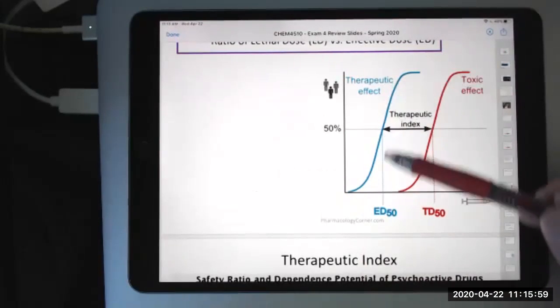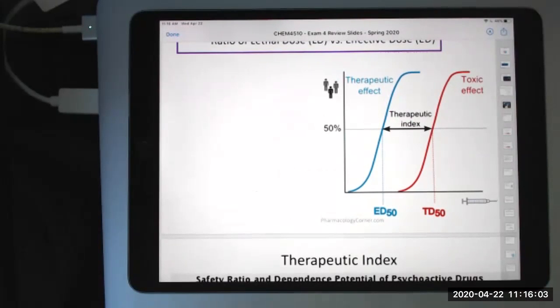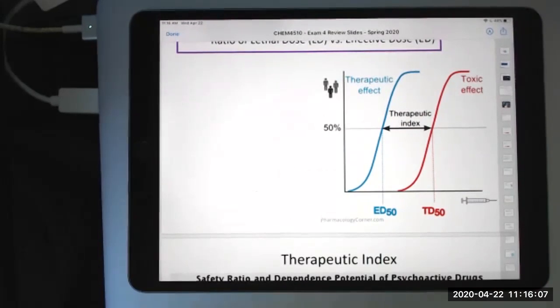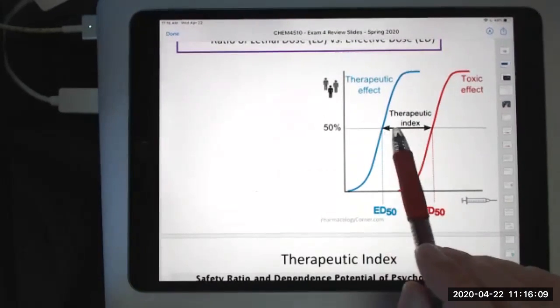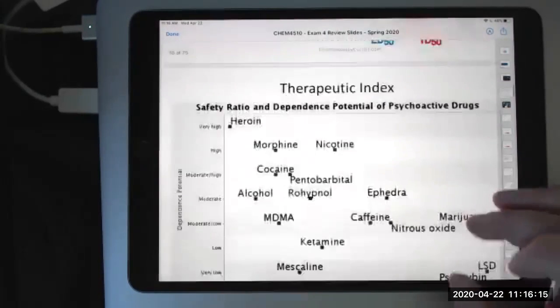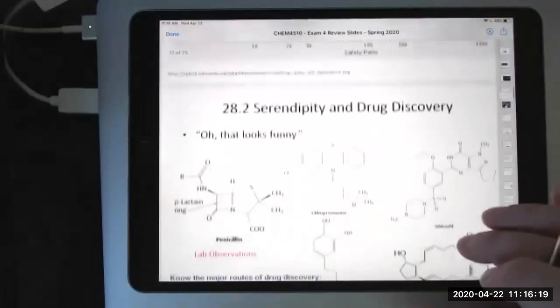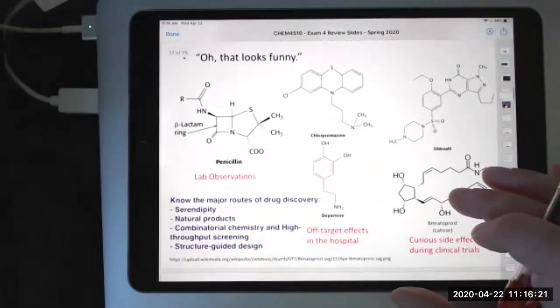So you want this for safety concerns, particularly for chronic conditions. If your metabolism gets screwed up a little bit, you don't want these to be close, because you can start building this stuff up. You don't need to know this chart, but just whatever the therapeutic index is. Okay.